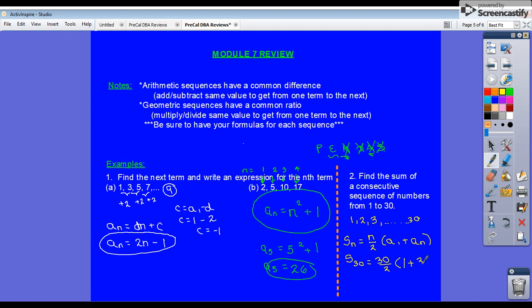That would be 30. So using your PEMDAS, make sure you solve for the parentheses first, then multiply, and you can put the whole thing over 2. And you should get a total of 465. I hope this helps, guys.